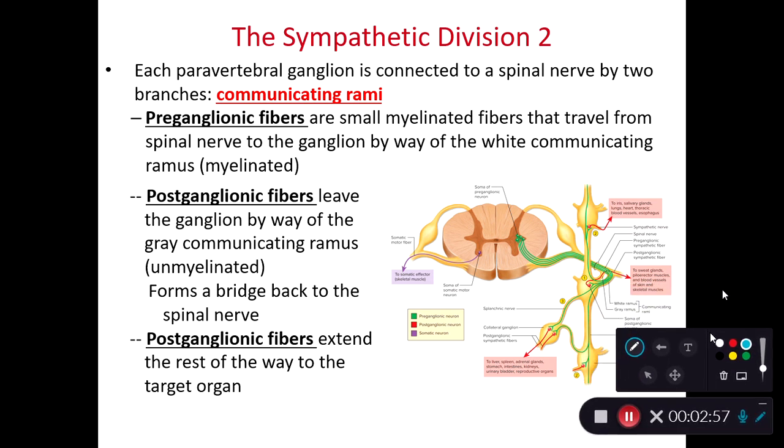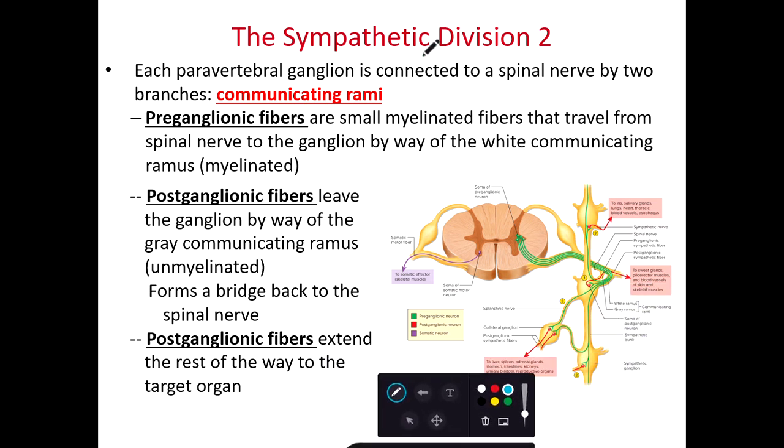Now, as we're looking at the sympathetic division, we have some communicating rami, and these communicating rami are going to allow for the paravertebral ganglion to be connected to spinal nerves. And as we're looking at these ganglia, we can have the preganglionic fibers, which are small myelinated fibers that go from the spinal nerve to the ganglion. So let me check that here. We have our preganglionic fibers making it to the ganglion right there, step number 1.